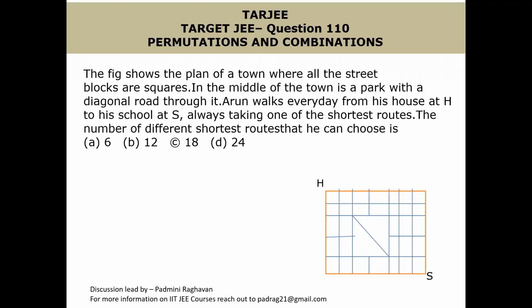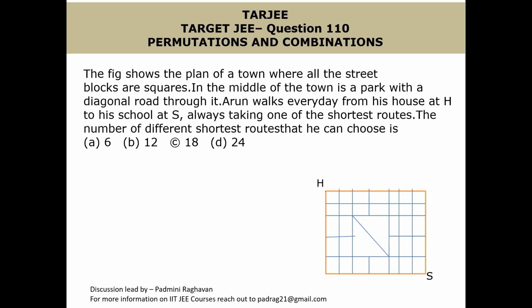The given figure shows the plan of a town where all the street blocks are in squares. In the middle of the town is a park with a diagonal route through it. Arun walks every day from his house at H to his school at S, always taking one of the shortest routes. The number of different shortest routes that he can choose. Options are 6, 12, 18, 24.